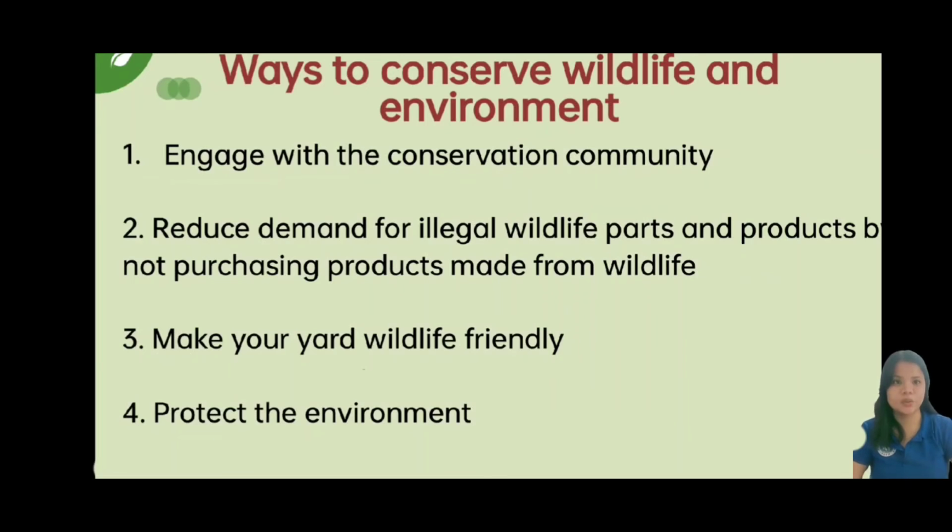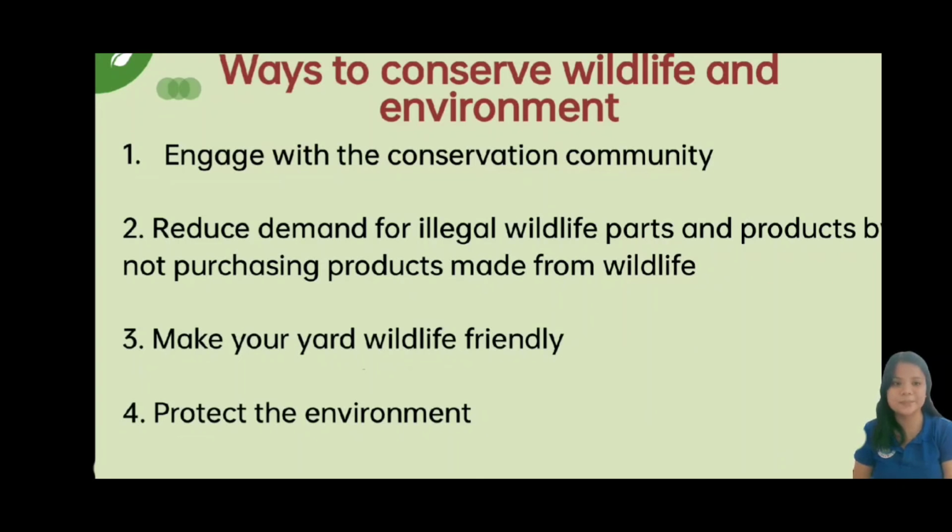Next slide are the ways to conserve wildlife and the environment. First is to engage with the conservation community. Engage with the people who live alongside us. Engage with the people whose profession is to conserve the community, to help preserve the earth. Second is to reduce demand for illegal wildlife parts and products. So be an educated consumer. Do not purchase from, and stop supporting, companies that sell products made from wildlife and illegal wildlife products.